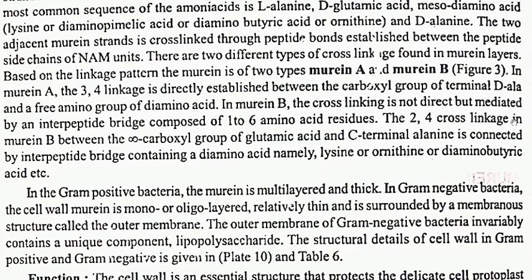Now this 2,4 cross-linkage in murein B, between the alpha carboxyl group of glutamic acid and the C-terminal alanine, is connected by an interpeptide bridge. It is connected with what? An interpeptide bridge, which is a connecting diamino acid, namely lysine or ornithine or diaminobutyric acid.